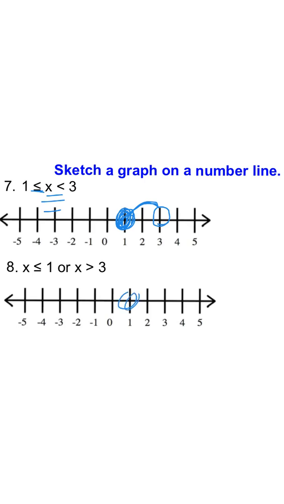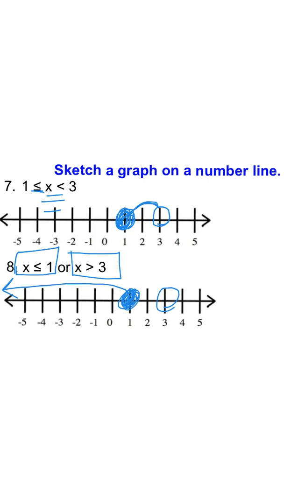Number 8's a little bit different. We're still going to have a closed dot at 1 and an open dot at 3, but this time we're going to look at the problem separately. So let's start by looking at what it would be to graph x is less than or equal to 1. Since that's a less than or equal to 1, I'm going to point to all of the numbers less than or equal to 1. This or in the middle means that there's going to be a gap in the middle of our number line. Then let's try to graph x is greater than 3.